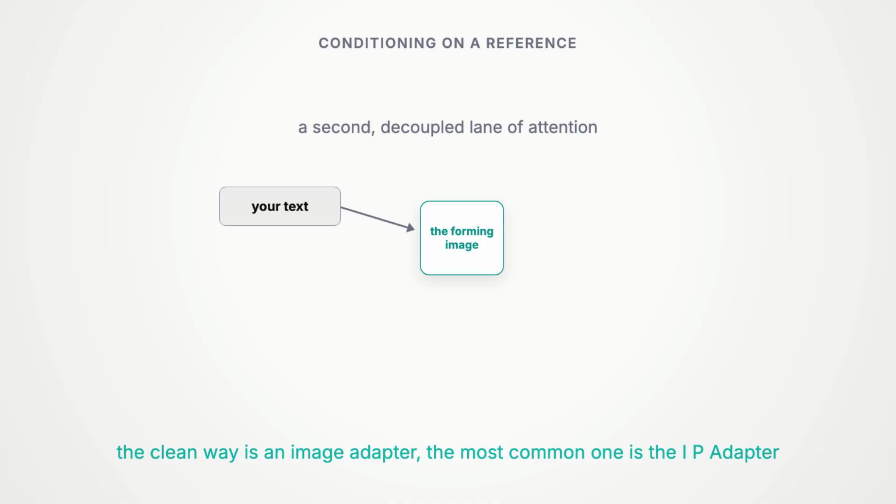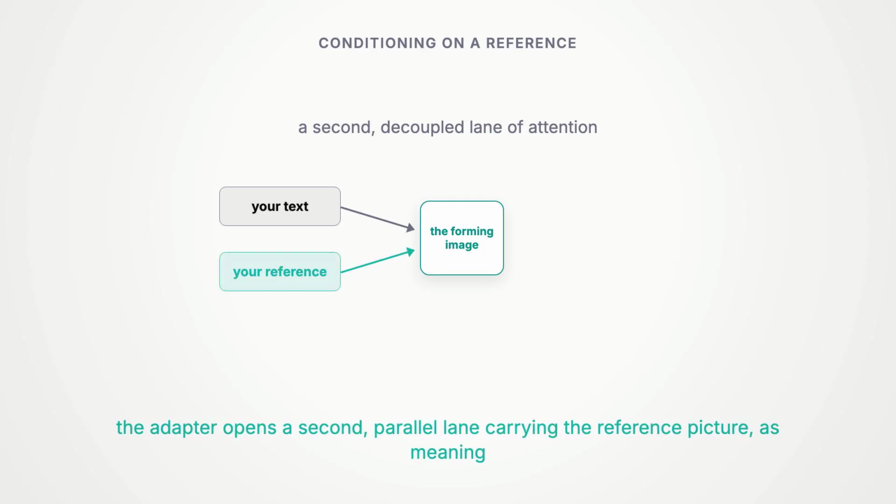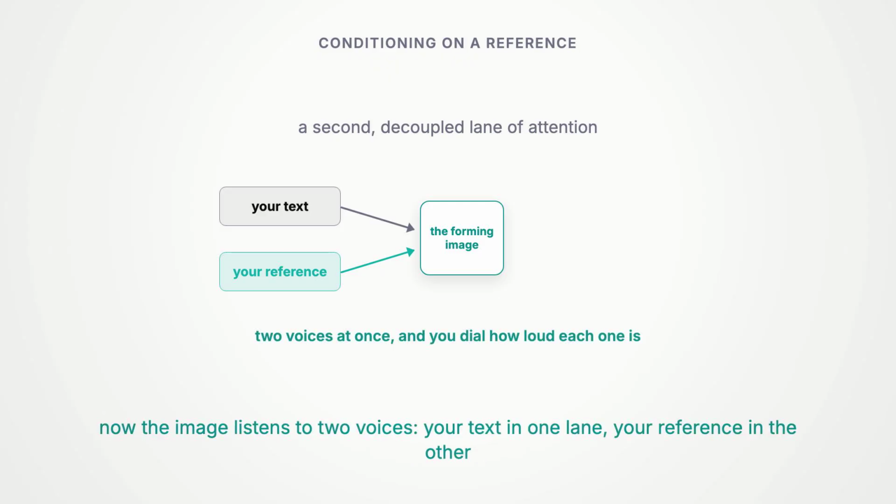Remember that a diffusion model already listens to your text through a channel called attention, where the words get to whisper to every part of the image as it forms. The adapter opens a second channel right beside it, a parallel lane carrying not words, but the reference picture, boiled down to its meaning. Now the image forming on the canvas listens to two voices at once, your text in one lane and your reference in the other, and you can dial how loud each one is.